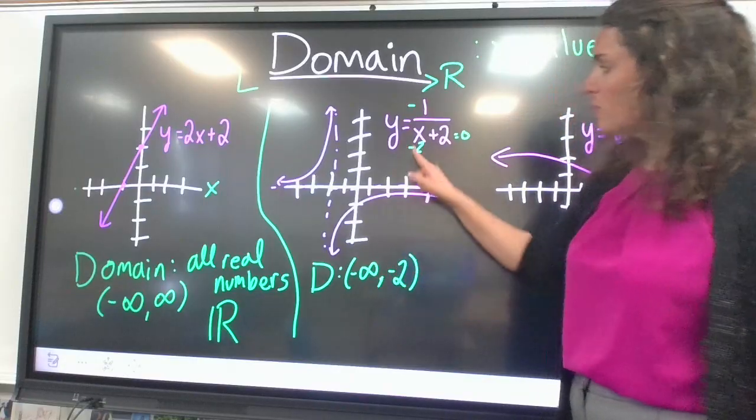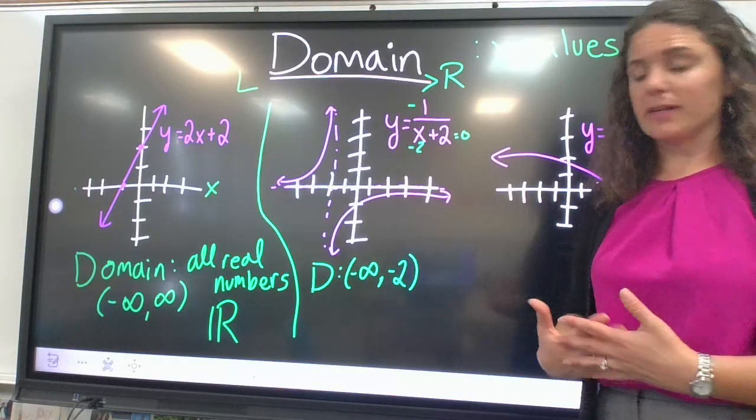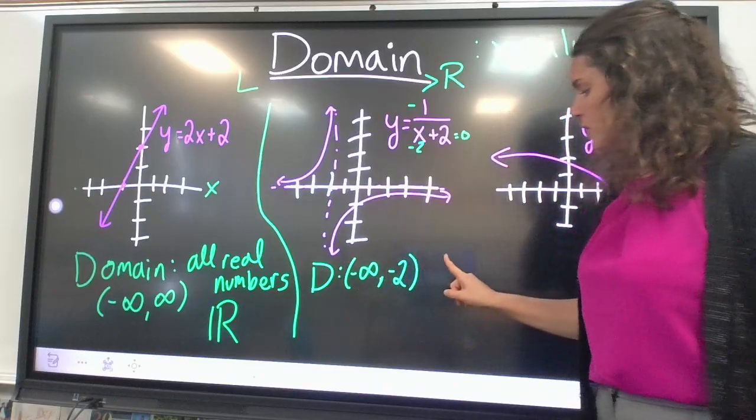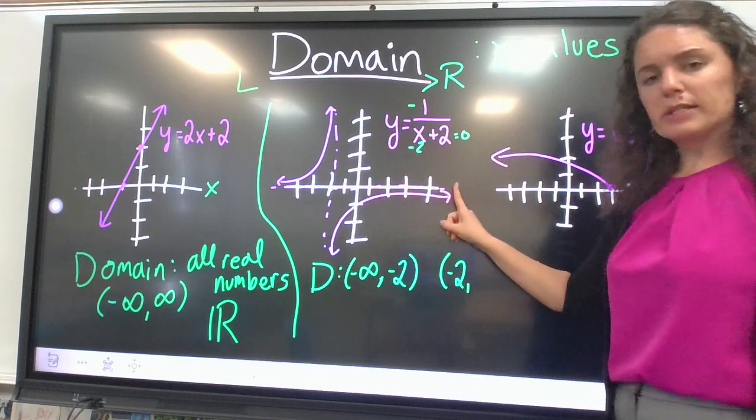And the reason for that break, remember, is because if I plug in -2, my function's not defined. I can't find out what the value is. But then we jump all the way back down here, and so it starts again at -2, and then it goes all the way till we hit an arrow.